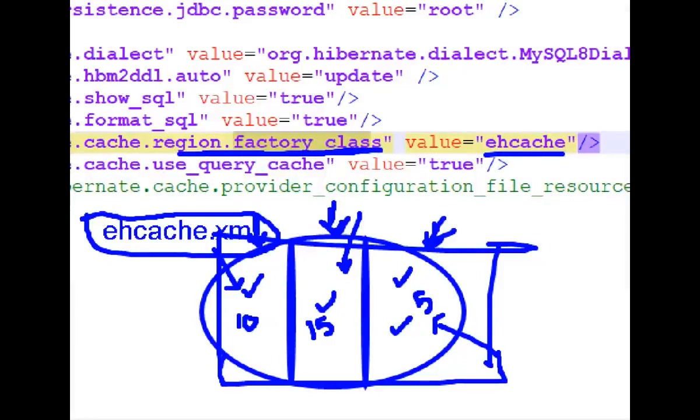How to identify every region? Every region can be identified with a name. We can give a name. Are you getting my point? Every region can be identified with a name. Yes, we can divide the cache and identify each region with a name.